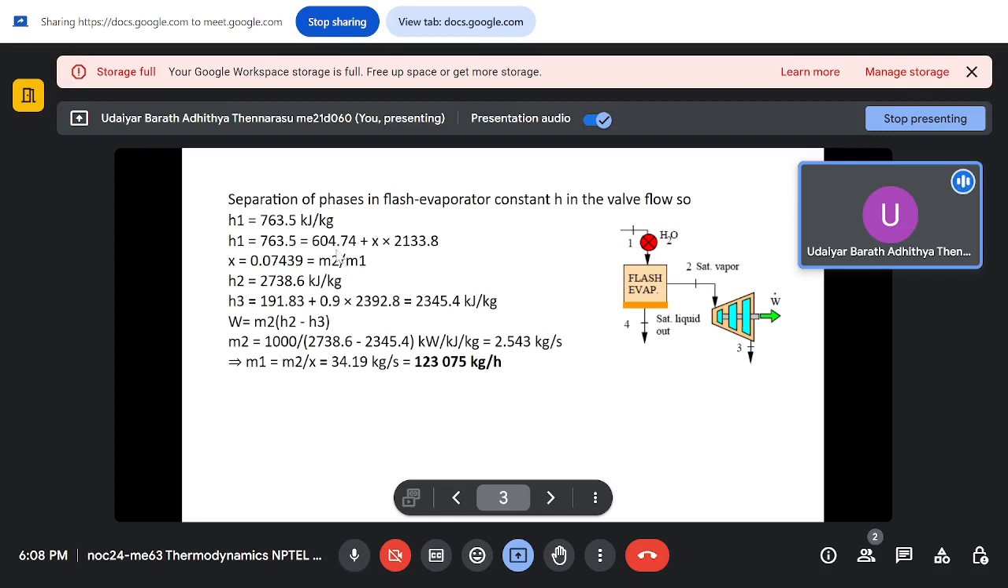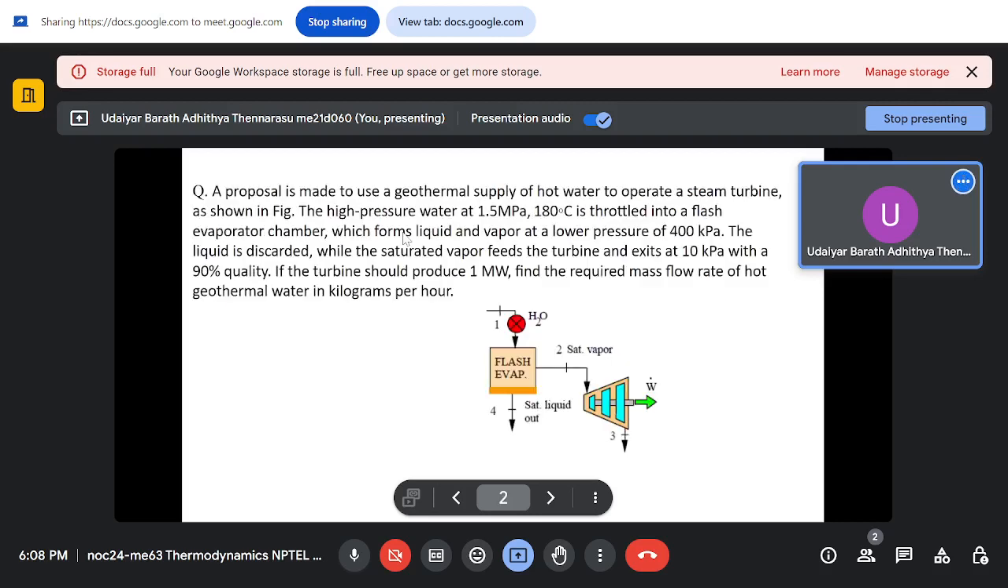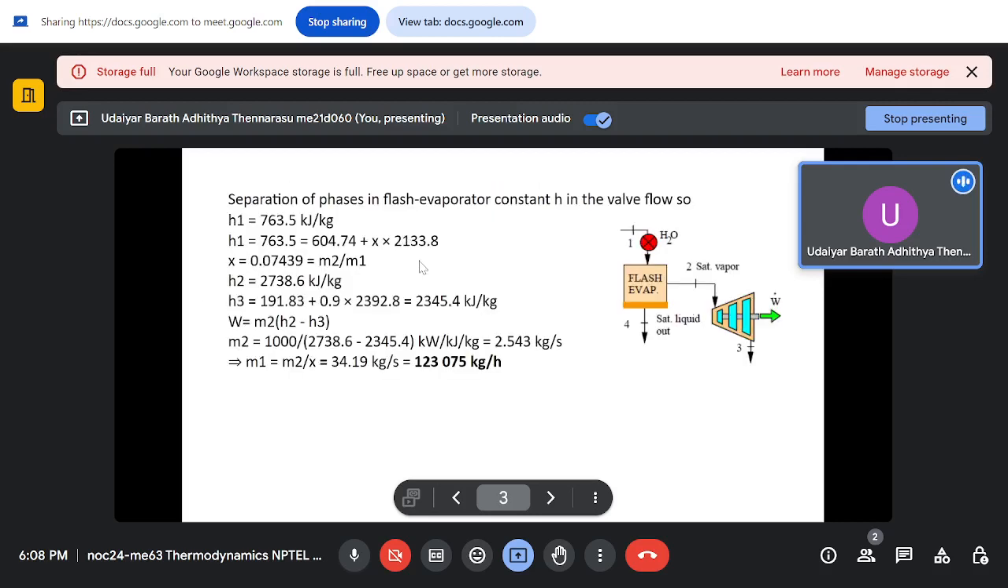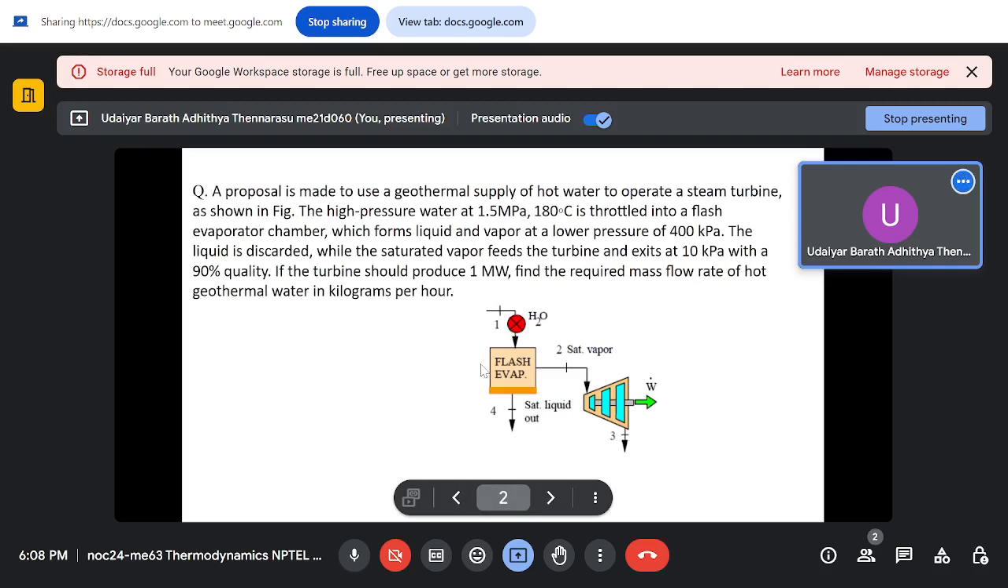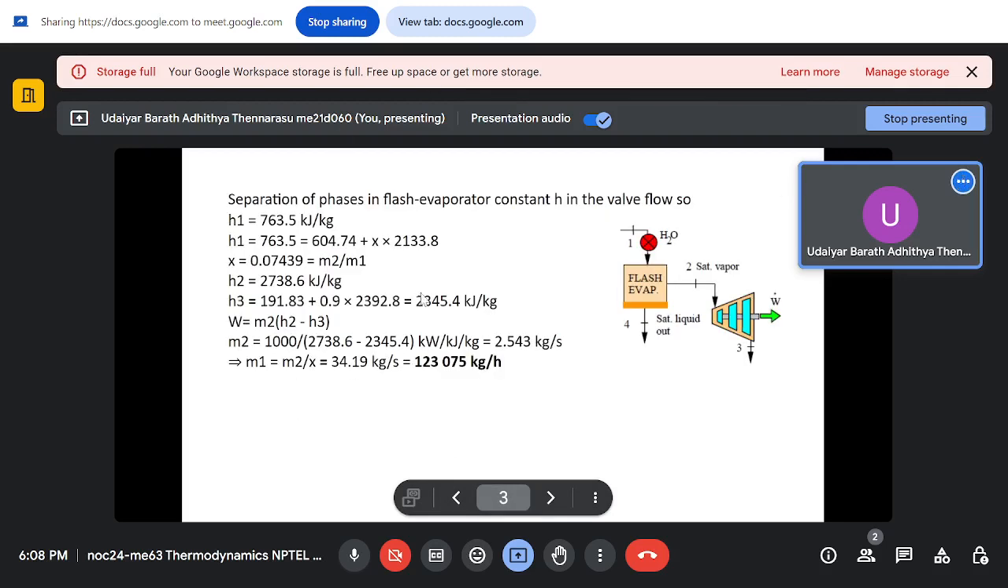Substituting in the mass flow relation, we find that the mass of water required at state 1 from the geothermal well, where you are getting the supply of hot water, is 34.19 kg per second, or 123075 kg per hour, multiplied by 3600. The problem asks to find it in hours. So 34.19 times 3600 gives 123075 kg per hour.